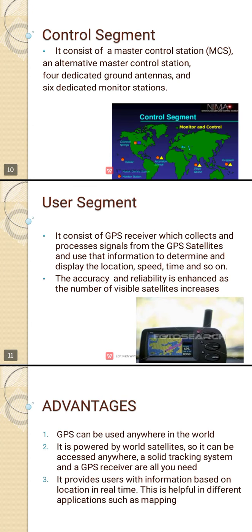Next is user segment. It consists of GPS receivers which collect and process signals from the GPS satellites and use that information to determine and display the location, speed, time and so on. So user segment actually contains a receiver that collects signals from GPS satellites, and those signals are used to determine the location, speed, time, etc. The accuracy and reliability is enhanced as the number of visible satellites increases.